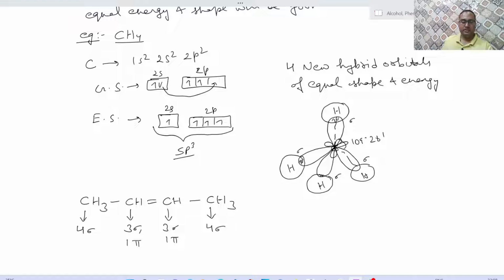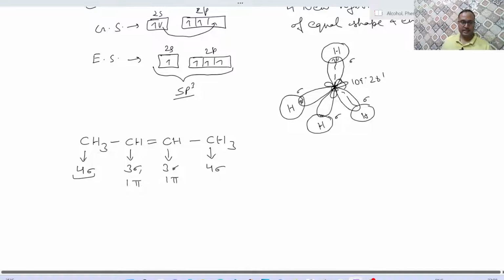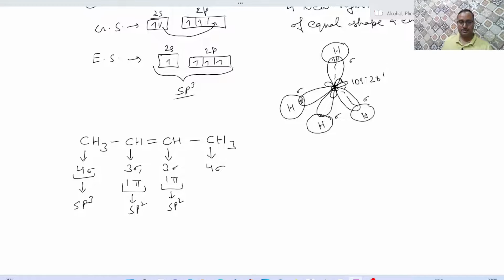So when we have 4 sigma bonds, then you can directly write down the hybridization of this carbon to be sp3. 3 sigma and 1 pi, we can write down the hybridization as sp2. Again 3 sigma, 1 pi, hybridization would be sp2. 4 sigma, hybridization would be sp3. If we have only 2 sigma bonds, then hybridization would be sp.